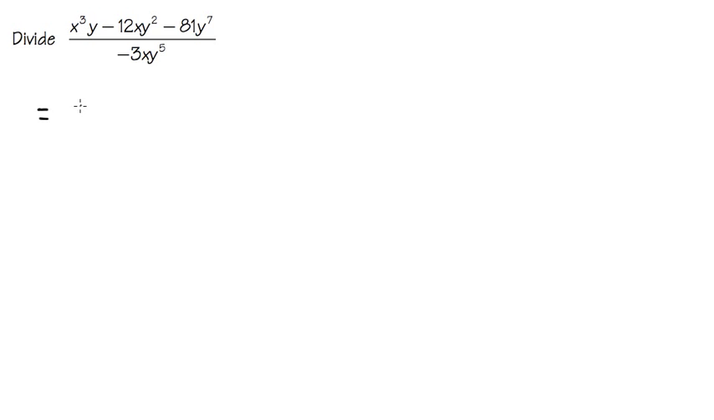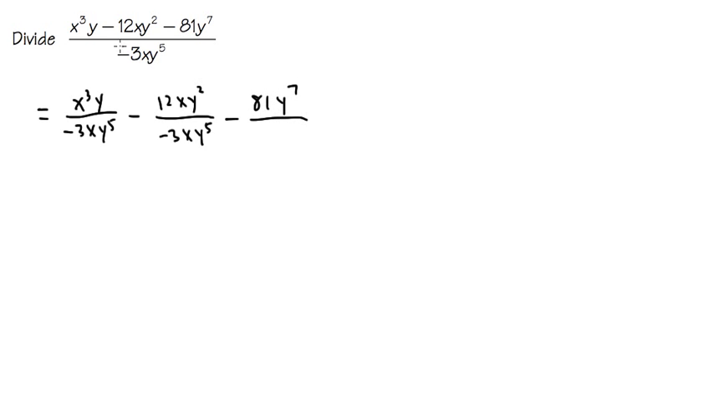We will have first x to a third power y over this denominator, which is negative 3x y to the fifth. And then we continue, we put down minus 12x y to the second power over the same denominator, negative 3x y to the fifth. And then at the end, we have minus 81 y to the seventh power all over the same denominator, negative 3x y to the fifth power. So keep in mind, whenever we're just dividing by one term, we are going to split the fraction. And then we're just going to simplify this, and that individually.